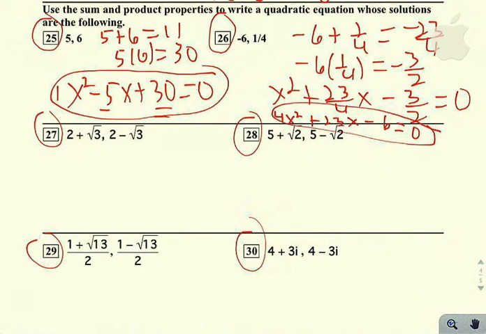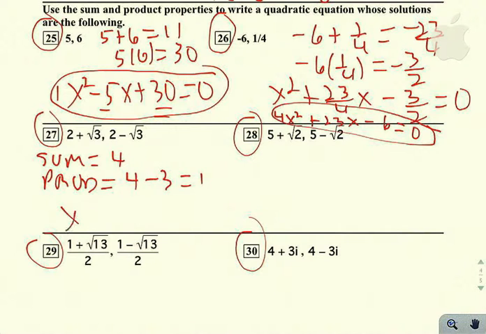Number 27. These two numbers add up to 4, and their product would be the difference of two squares, which would be 4 minus 3, which is 1. So the equation would be x squared minus 4x plus 1 equals 0.